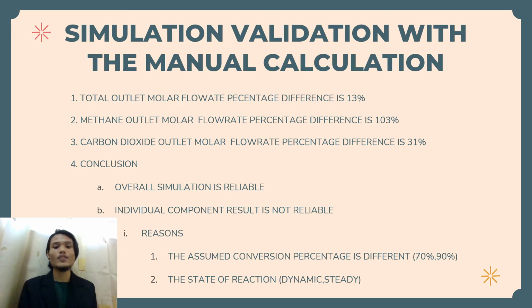However, the individual component result is not reliable since 103 and 31% is more than 50%. Hence, it is not reliable. There are reasons why it happened. First, the assumption of the conversion for the manual calculation is 70%, while the simulation is 94%. So this difference in the conversion percentage may result in the variation of the outlet molar flow rate.